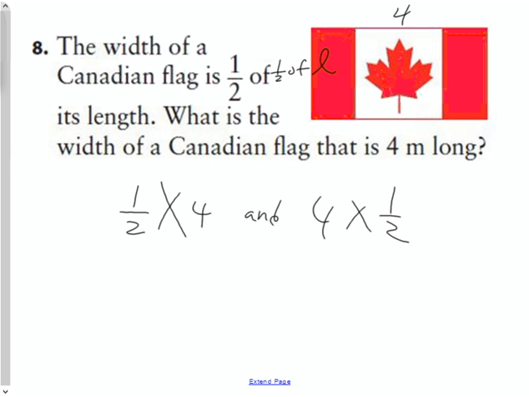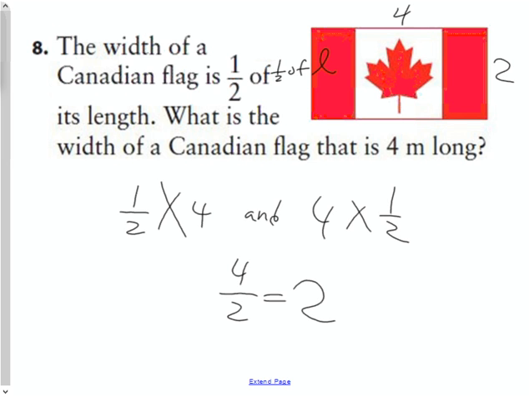Either way you think about it, if I have a half and I multiply it by 4, how many halves would I have? I'd have 4 halves, which as a whole number is 2, right? So therefore, if the length is 4, the width of the Canadian flag must be 2.